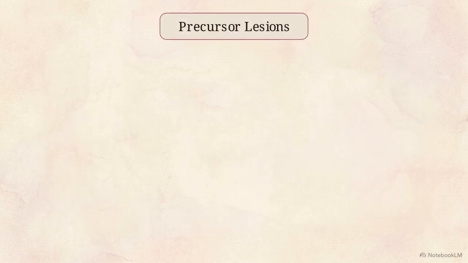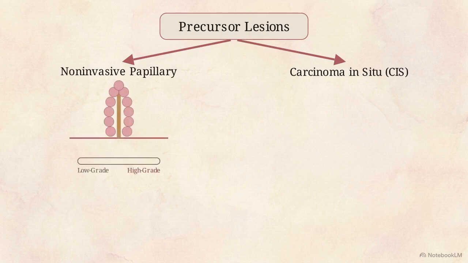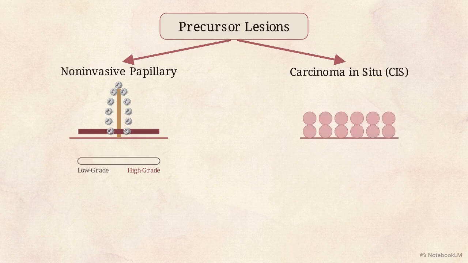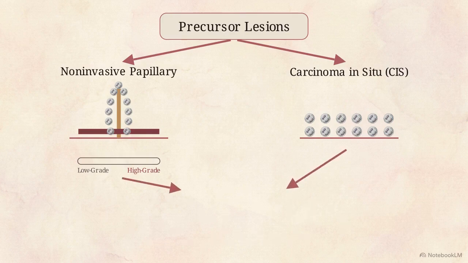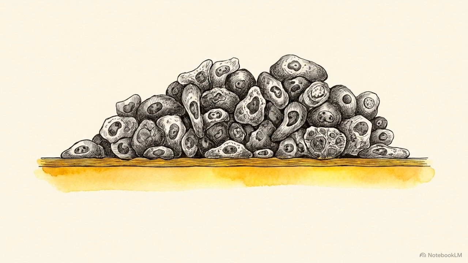Invasive bladder cancer arises from two precursor pathways. The non-invasive papillary pathway grows outward into the bladder space, graded by dysplasia. Carcinoma in situ, however, is a flat lesion where malignant cells take over the full epithelium, completely destroying the normal layer. The crucial diagnostic feature of CIS is the basement membrane.